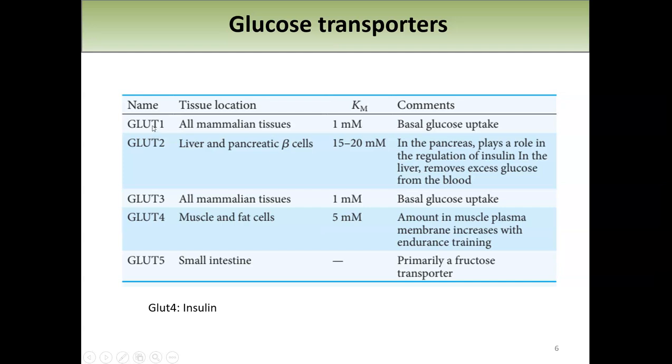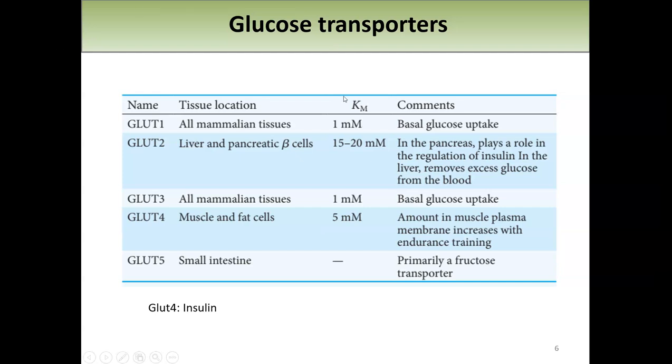Since GLUT1 and GLUT3 are present on all cells of our body, they are involved in basal glucose uptake. GLUT2, which is present on liver cells and pancreatic beta cells, is involved in the regulation of insulin, and it removes the excess glucose from the blood.